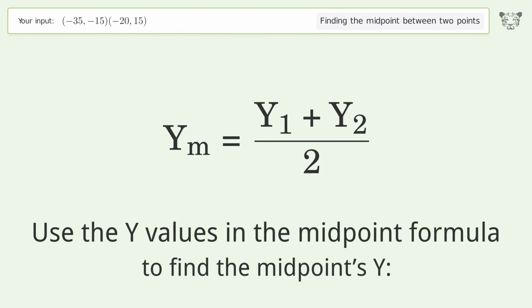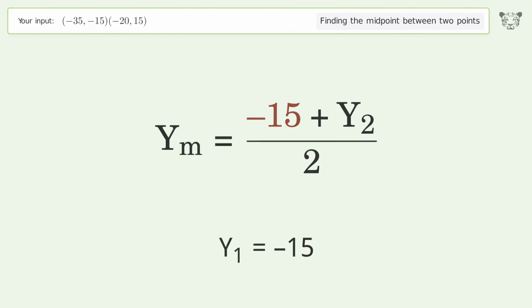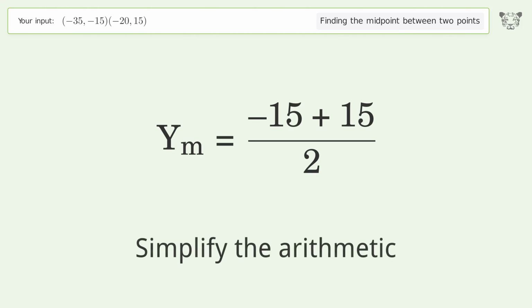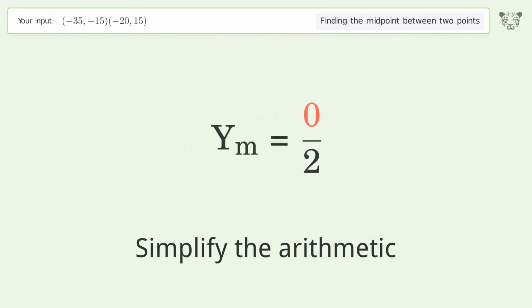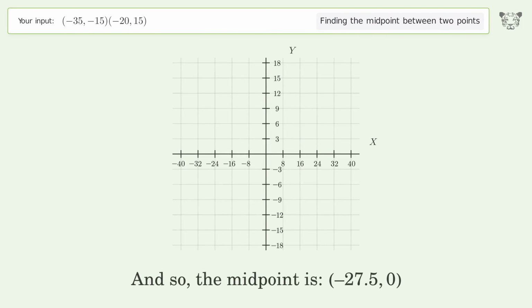Use the y values in the midpoint formula to find the midpoint's y. y1 equals negative 15. y2 equals 15. Simplify the arithmetic. And so, the midpoint is negative 27.50.